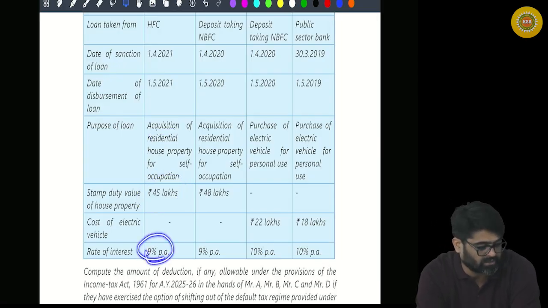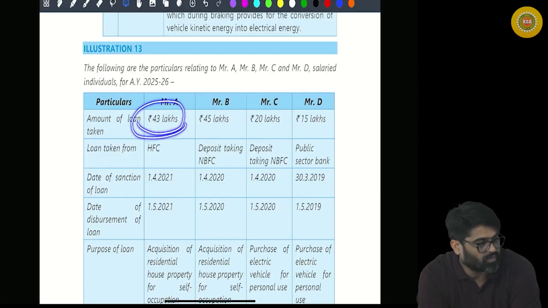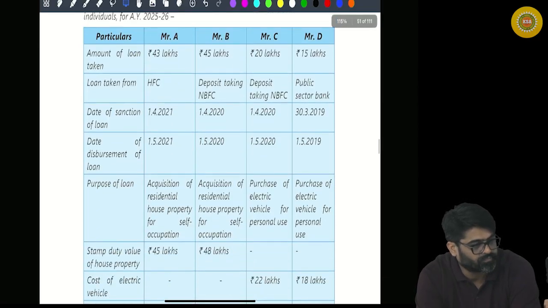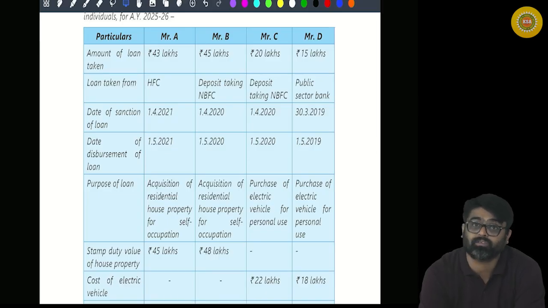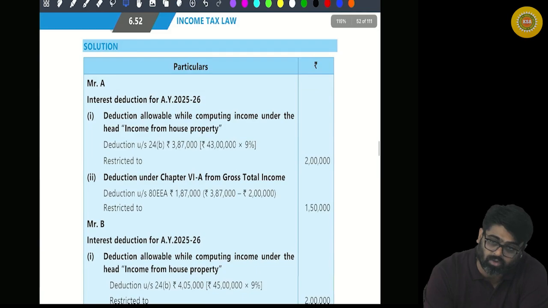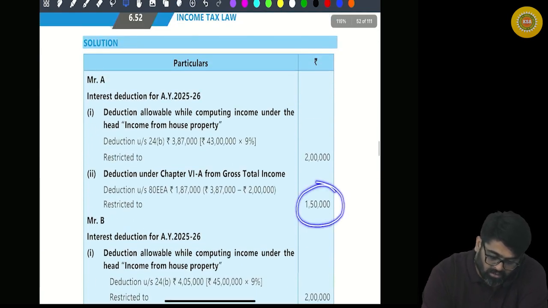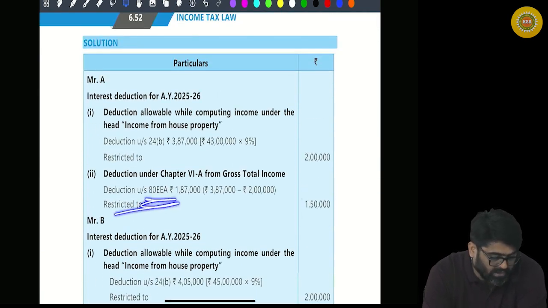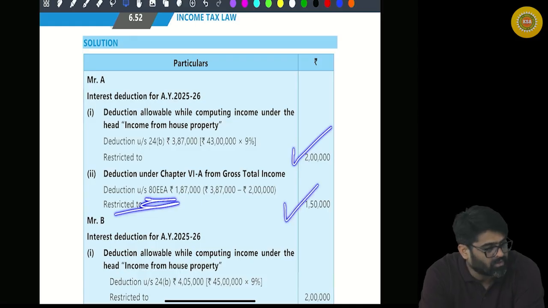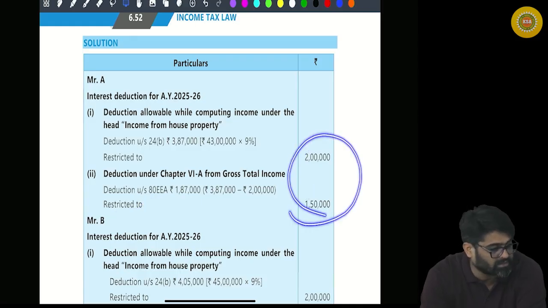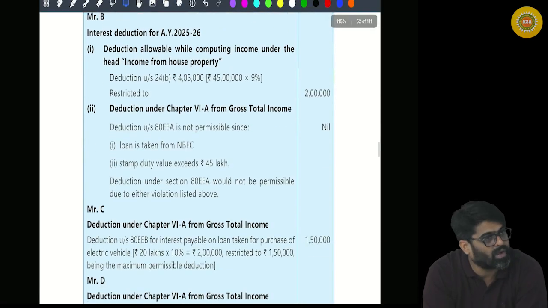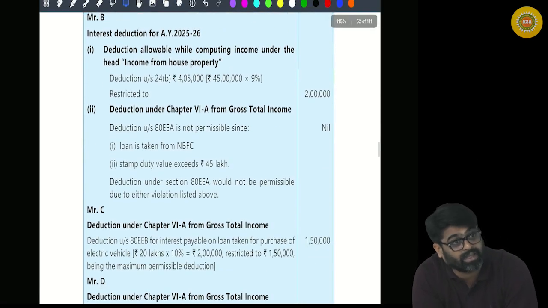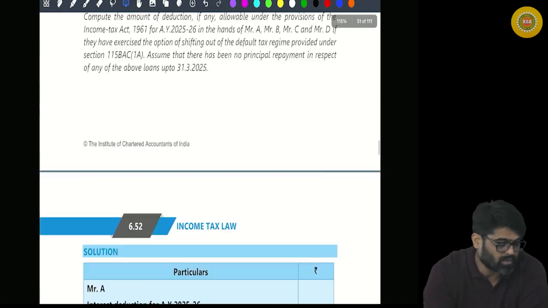Now what is the interest? 9% of 43 lakhs. 3 lakh 87. Out of that 2 lakh will be allowed under house property. How much excess? 187 subject to 1 lakh 50. Subject to 1 lakh 50 will be allowed under 80EEA. 2 lakh and 1 lakh 50. Total 3 lakh 50 deduction to Mr. A. For Mr. B, why was the interest not allowed under 80EEA? Did you understand?